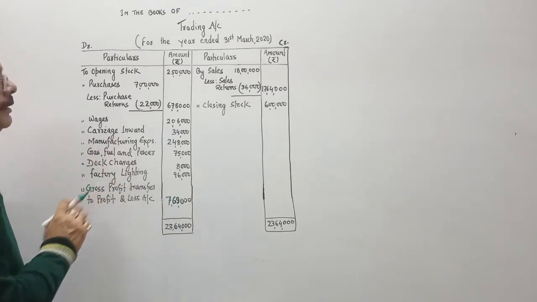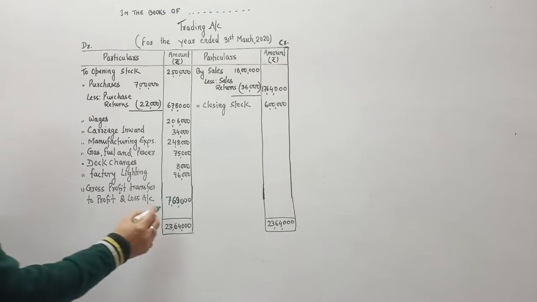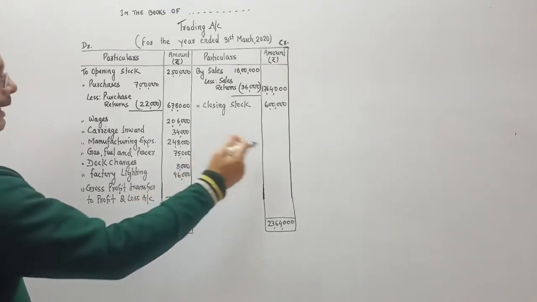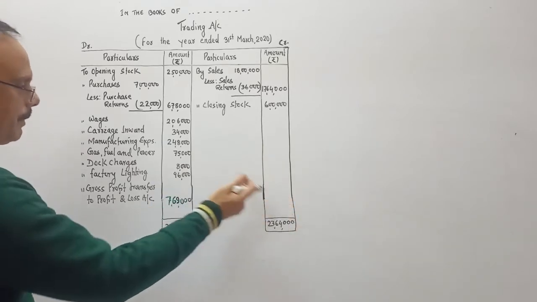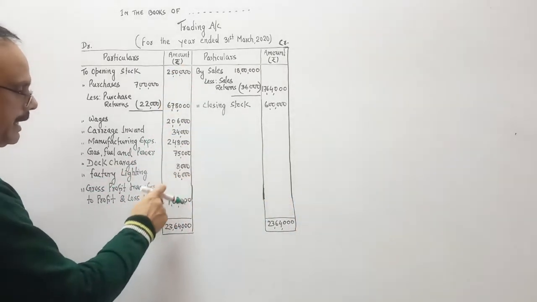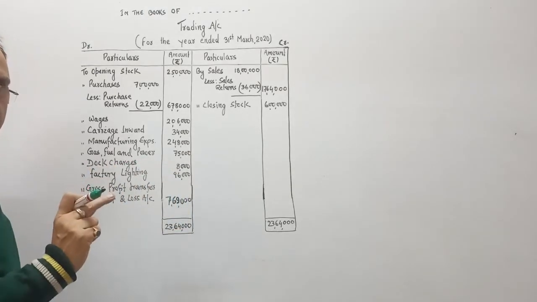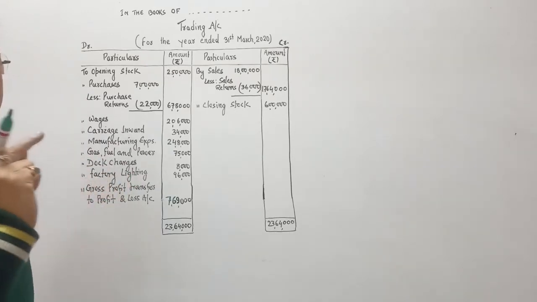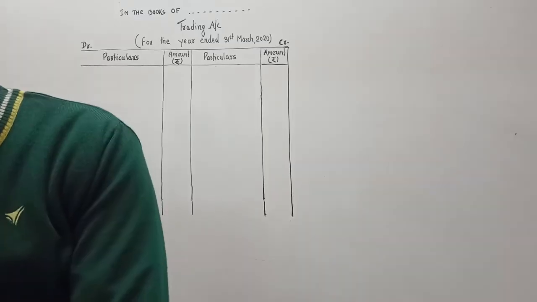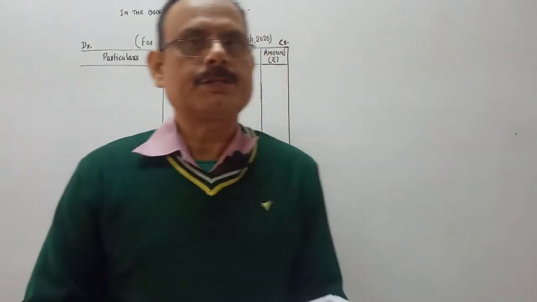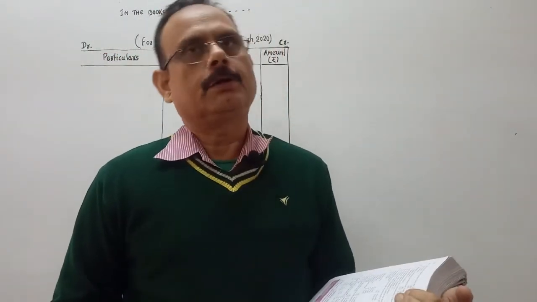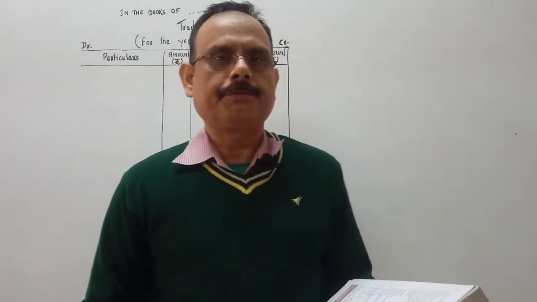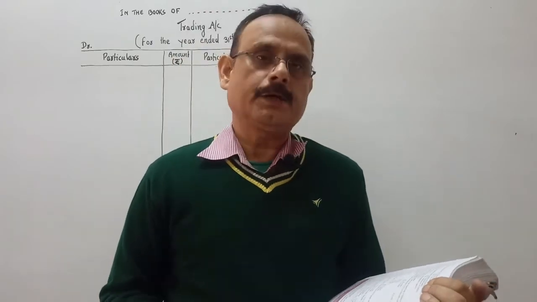Is it clear? 7,69,000 is the difference amount. This is the difference, total of credit minus total of debit. This indicates the gross profit. This gross profit, 7,69,000, is transferred to the profit and loss account. Now coming to the next question based on the trading account. Here also we will find out the gross profit, but the information is given in a different way. So see the question.